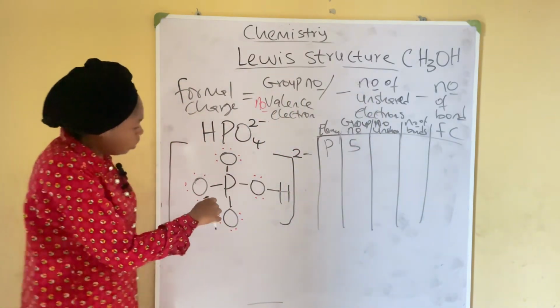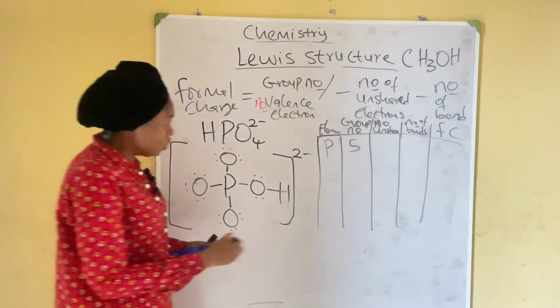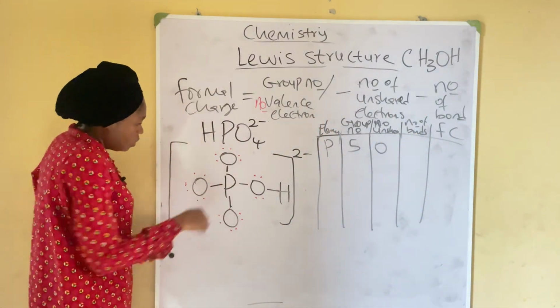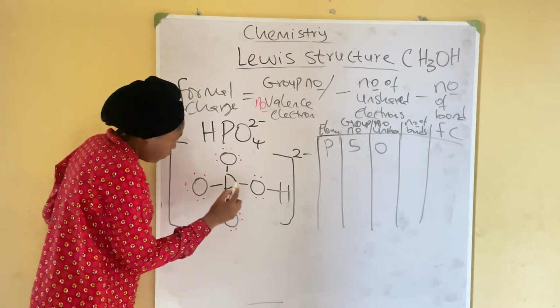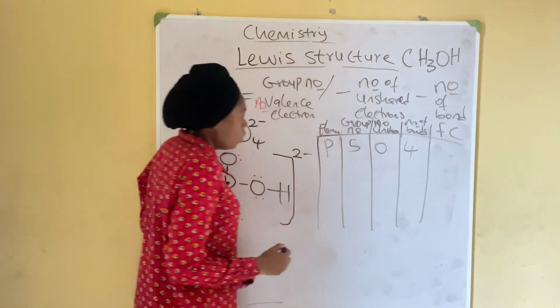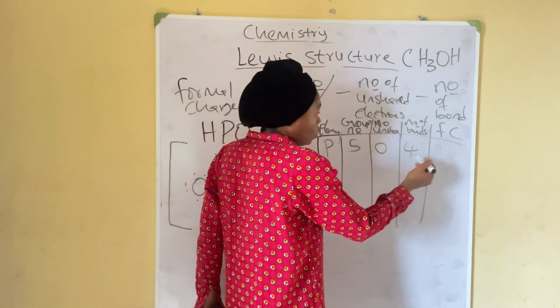Any unshared electrons around phosphorus? No unshared electrons. That's 0. Number of bonds: 1, 2, 3, 4. So what's the formal charge? 5 minus 0 is 5. 5 minus 4 is what? Plus 1.